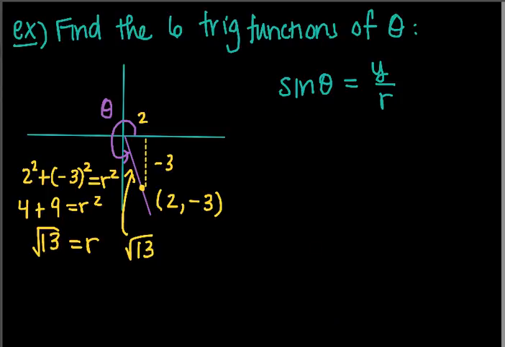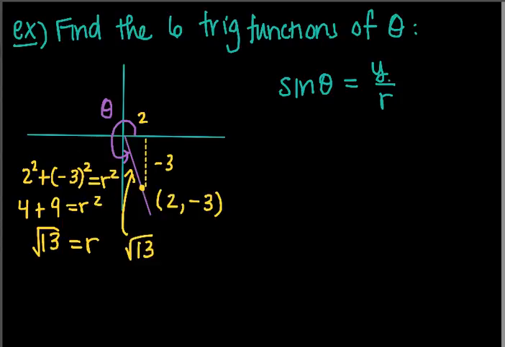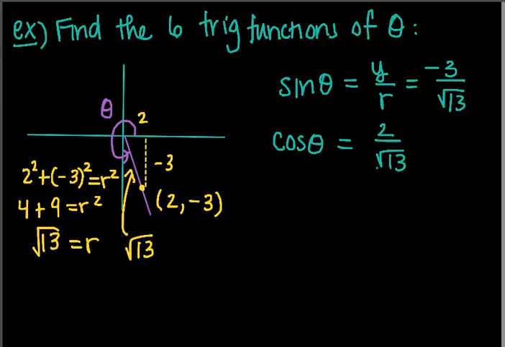So I should be able to find these now. So what is sine then? It's y over r, and in this case it would be a -3 over the square root of 13. Again, for me, that's fine. Leave it like that for my math lab. They're a little more picky. Cosine, that's just going to be 2 over root 13.